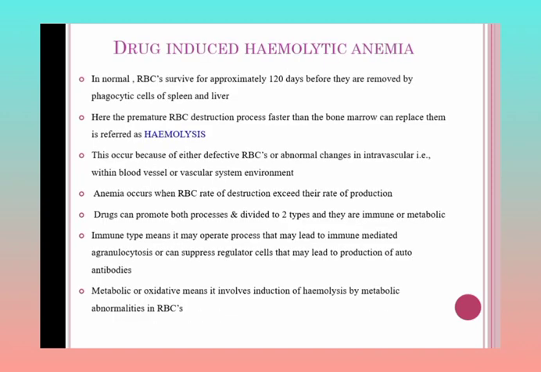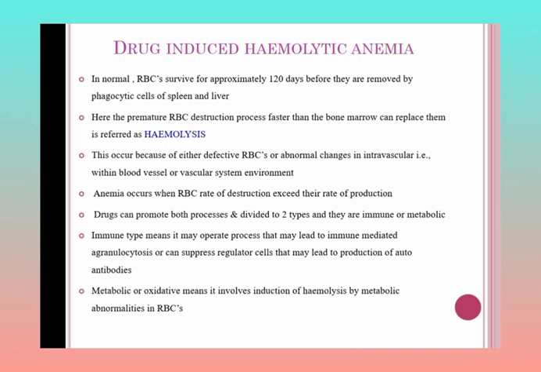Now coming to drug-induced hemolytic anemia. Normally RBCs survive for about 4 months, that is 30 days, 30 days, 30 days, 30 days, before they are removed by the phagocytic cells of the spleen and liver. But here, the RBCs are destroyed prematurely, before they are completely matured. The destruction is faster than the bone marrow can replace them. So it can also be called a hemolytic crisis.